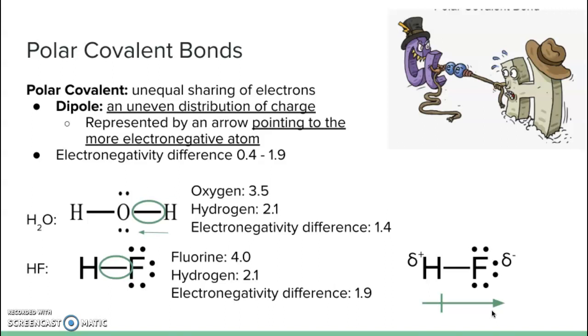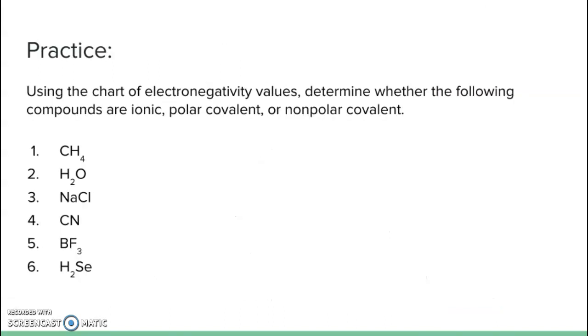So what I want you guys to do right now is use your chart of electronegativities, your periodic table that shows the electronegativity values, and look at each of these and determine if they're ionic or covalent, and if they're covalent, if they're polar or nonpolar, all right? I'm going to stop the video here and I'm going to put a part 2 up, okay? So do this in your notes and then come back to part 2.